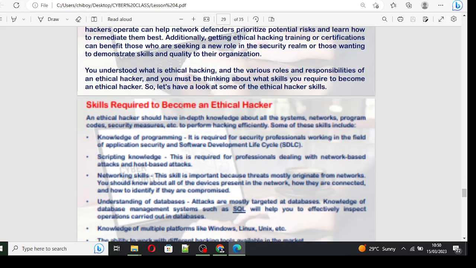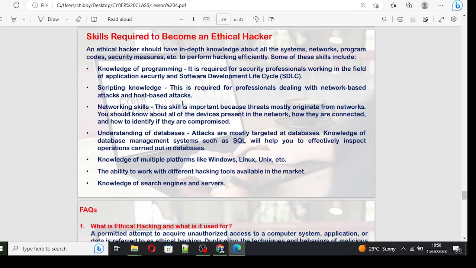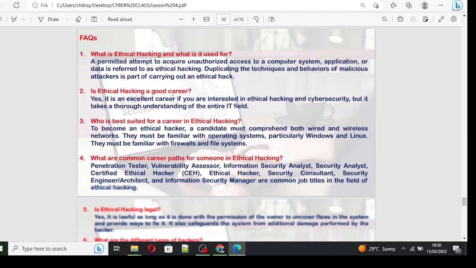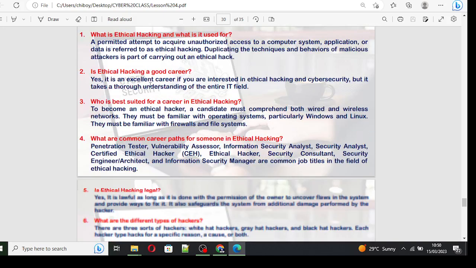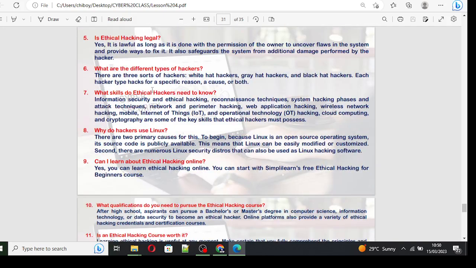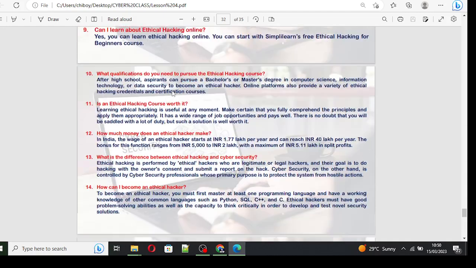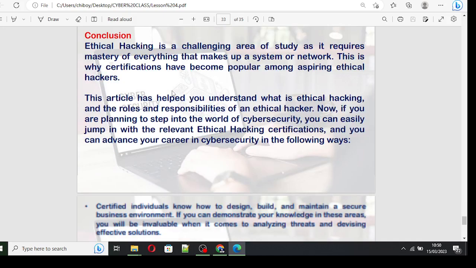Key benefits of ethical hacking and skills required to be an ethical hacker, we'll talk about in the other sections. What is ethical hacking and why? What is it used for? These are frequently asked questions we've been getting from people. That's it. Now let's talk about the conclusion.